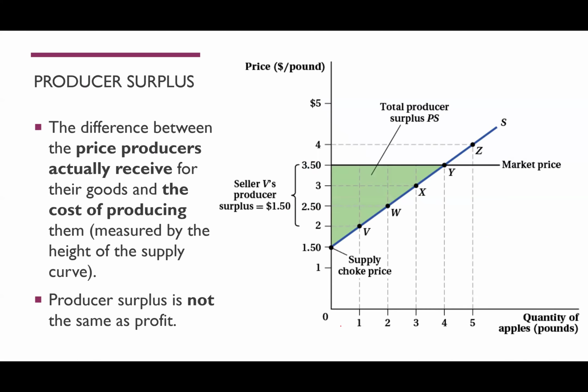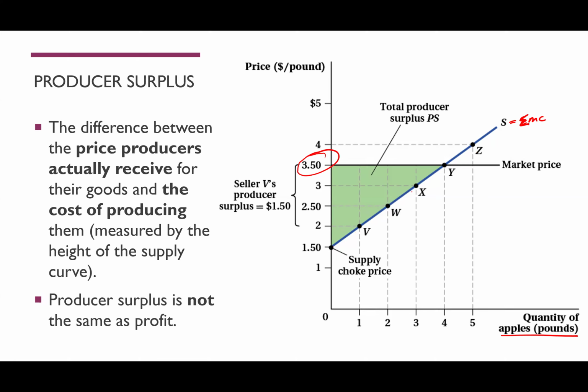Now let's move to producer surplus. So producer surplus here is going to be the difference between the price that producers receive for the good, that'll be the market price, and their costs of producing. And that cost of producing is going to be represented by that supply curve. Remember, it's an aggregate marginal cost curve. So it's representing the marginal cost of production of each additional amount of, in this case, apples.